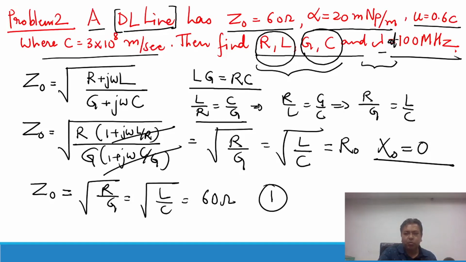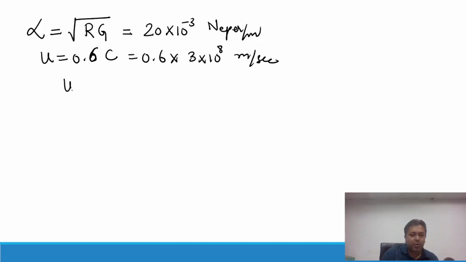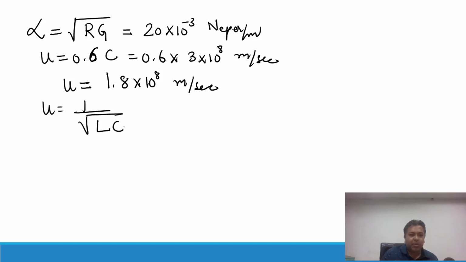And u means the velocity of electromagnetic wave in the transmission line, that is 0.6 times the velocity of the light. So we have u is equals to 0.6 c, and that is 0.6 into 3 into 10 to the power 8 meter per second. Means I can write velocity of the electromagnetic wave in distortion-less transmission line is 1.8 into 10 to the power 8 meter per second. And we have derived in the last class this velocity u is none other than 1 upon under root LC. So I can write 1 upon under root LC is equals to 1.8 into 10 to the power 8 meter per second.